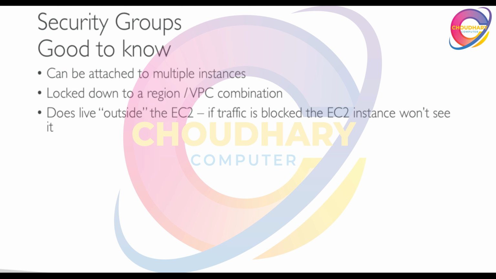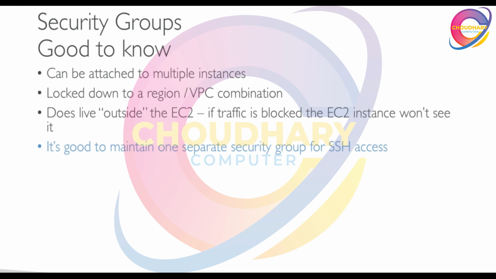The security groups live outside the EC2 instance, so as I said, if the traffic is blocked, the EC2 instance won't even see it. It's not like an application running on EC2, it's really a firewall outside your EC2 instance. To be honest, and that's just advice from developer to developer, it's good to maintain one separate security group just for SSH access.